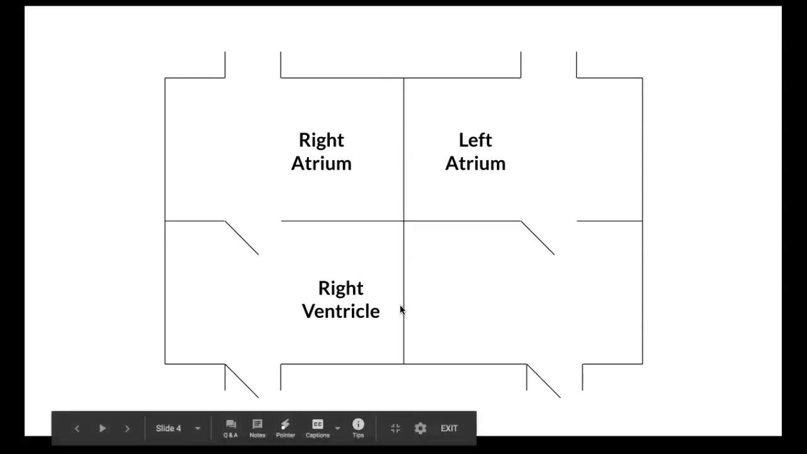The chambers, or the rooms' names, would be the right atrium and then the right ventricle. Again, remember this is the right side, opposite of what you have in your heart because you're looking at someone else's heart. And then on the other side of this wall that separates the two sides of the heart, you have the left atrium and the left ventricle.